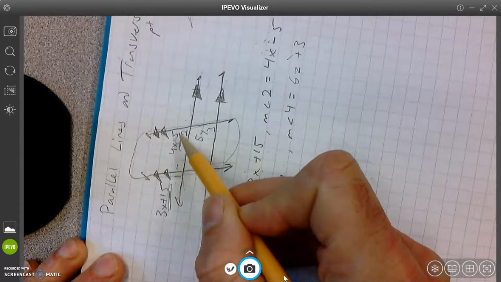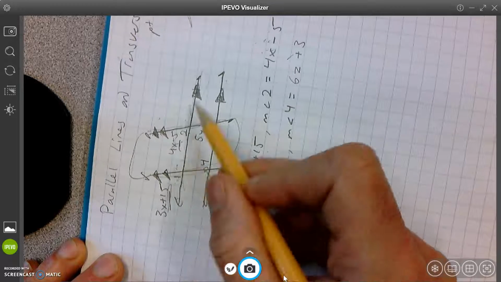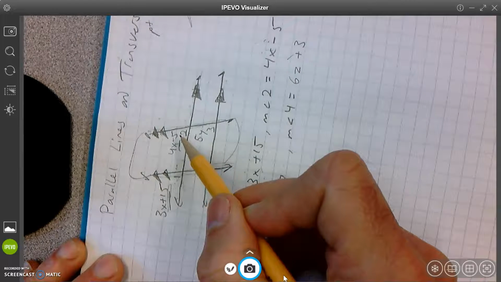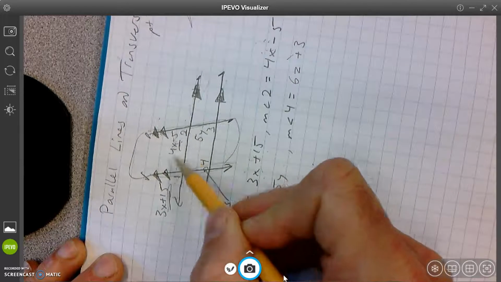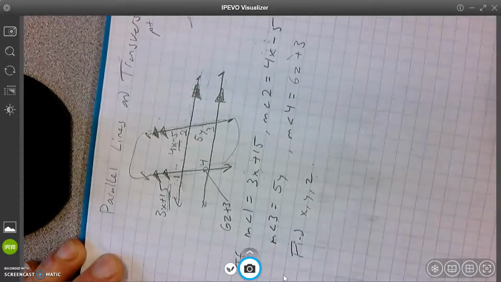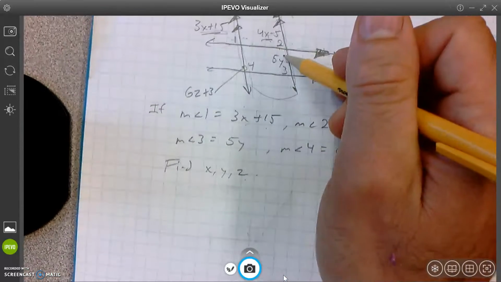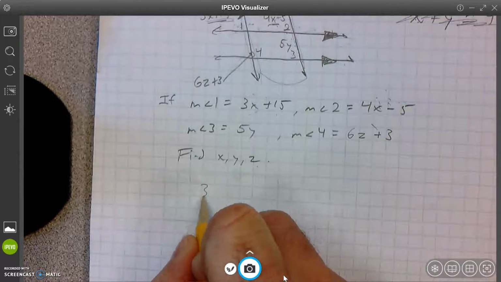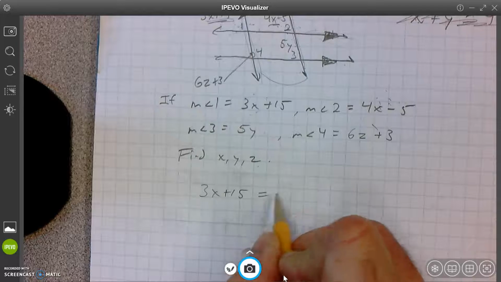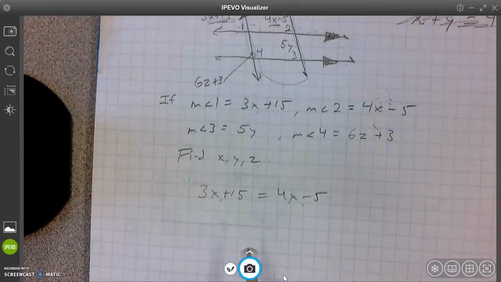So what do we call that? Yeah, corresponding. And corresponding angles are congruent if we have parallel lines cut by a transversal. So that means that 4x minus 5 equals 3x plus 15 because these are corresponding and they're congruent. Sometimes it helps to reorient yourself. That's why it's good to write it down from your computer screen. So my first equation is that, because these are corresponding and congruent angles.